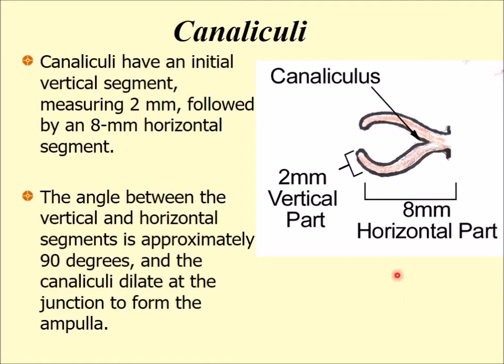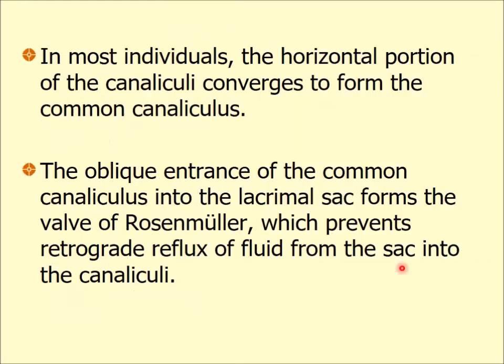Canaliculi have an initial vertical segment. It goes vertically down and vertically up around 2 mm, and is then followed by an 8 mm horizontal part. The angle between the vertical and horizontal parts is approximately 90 degrees. The canaliculi dilate at the junction to form an ampulla here. And in most individuals, the horizontal portions of the canaliculi converge to form a common canaliculum.